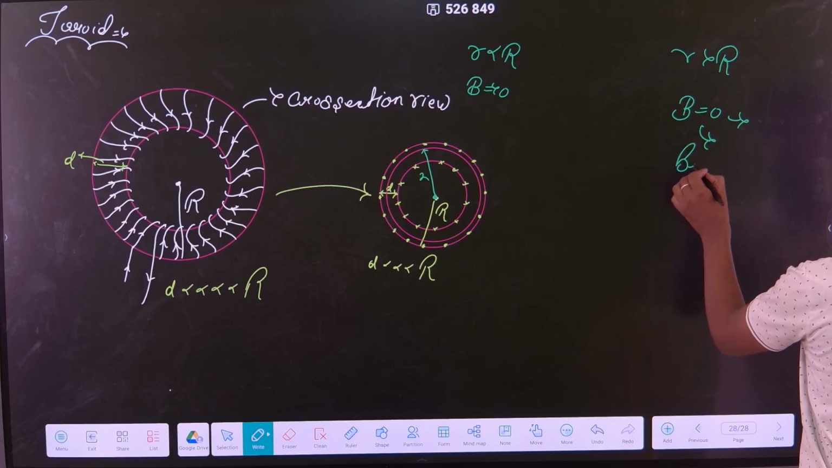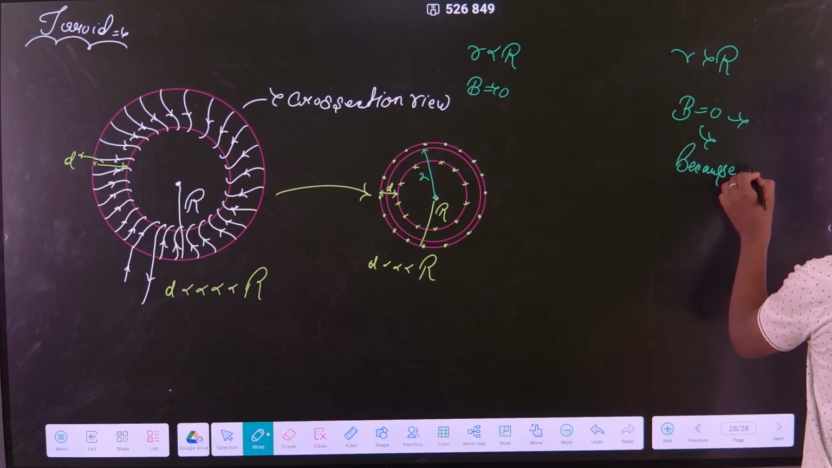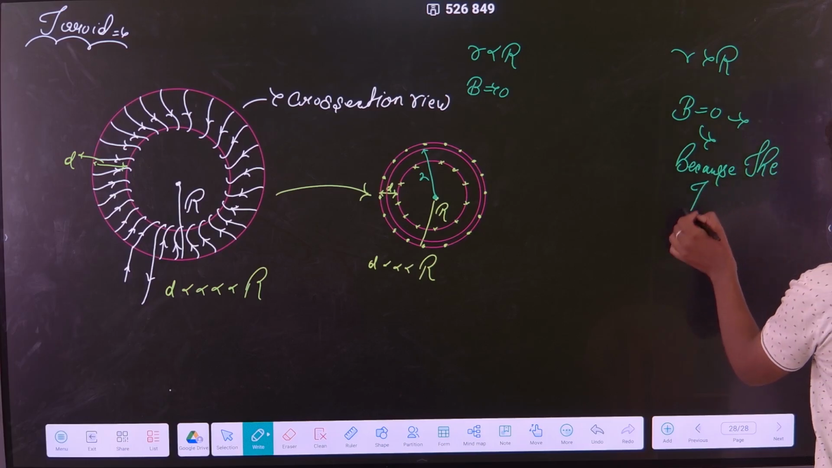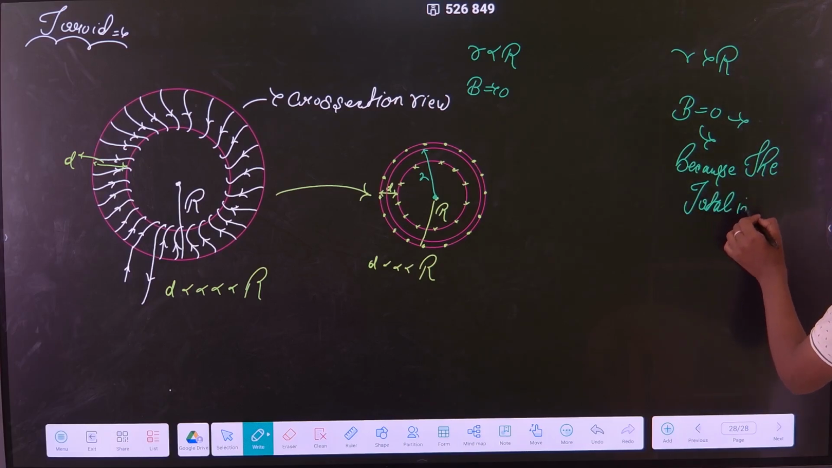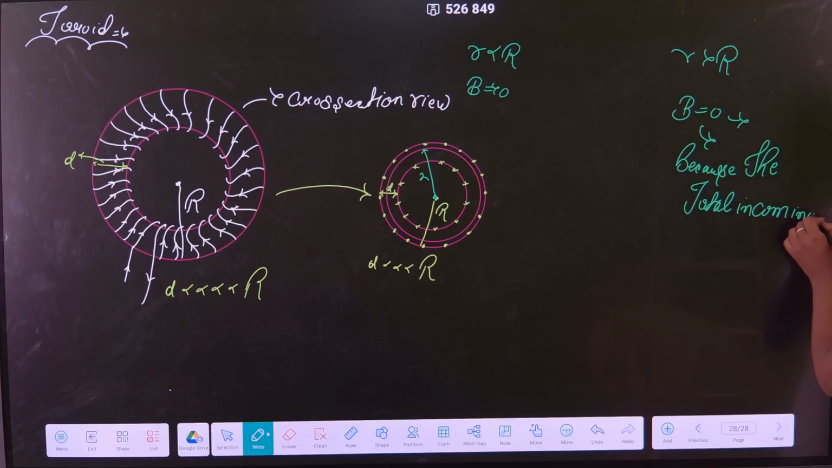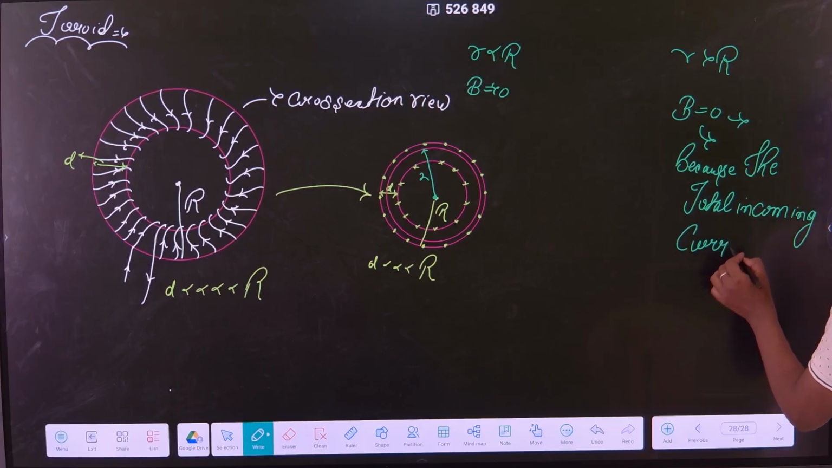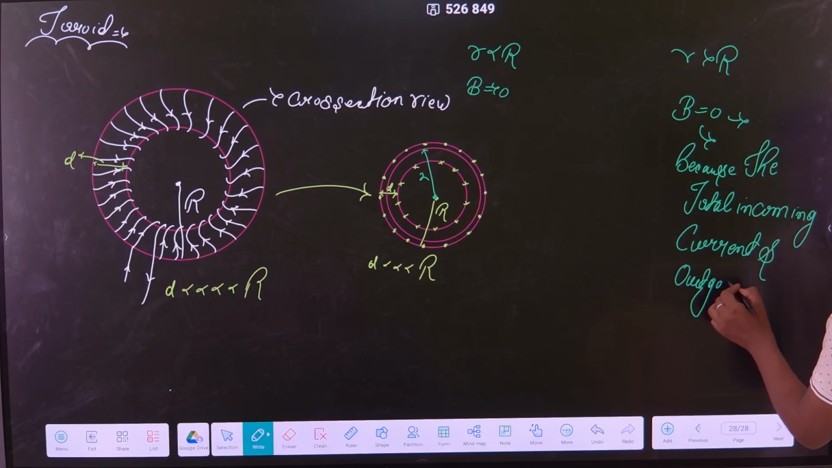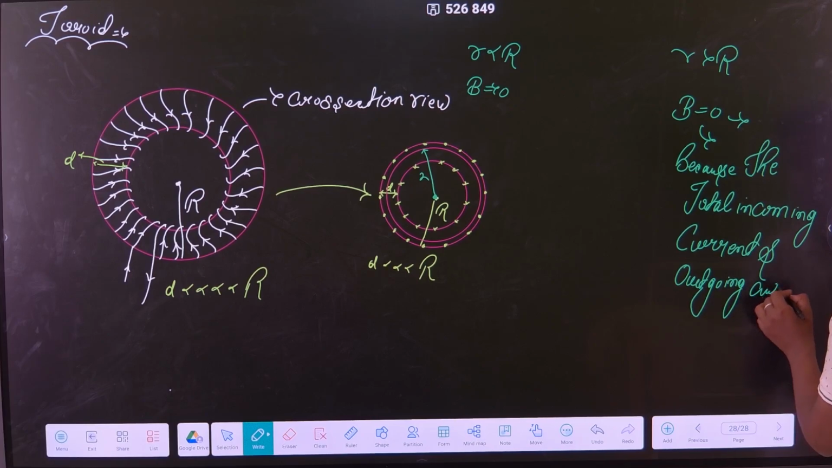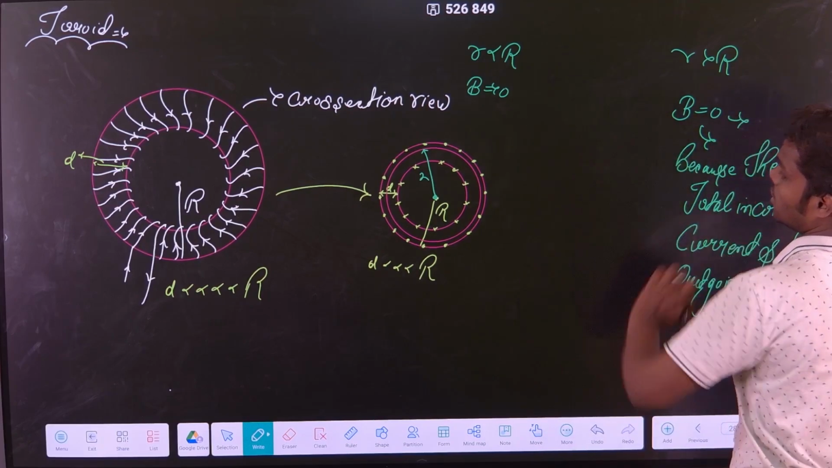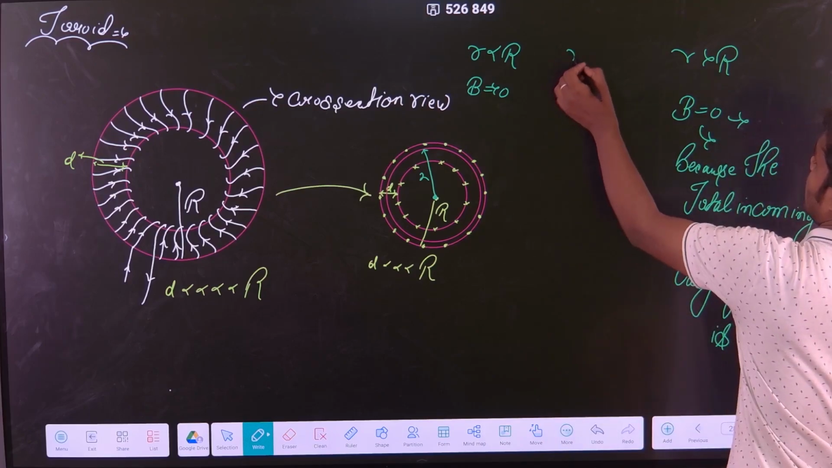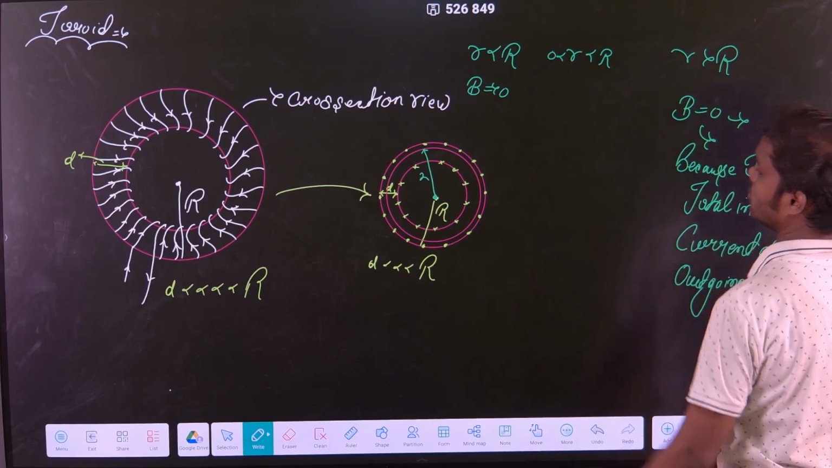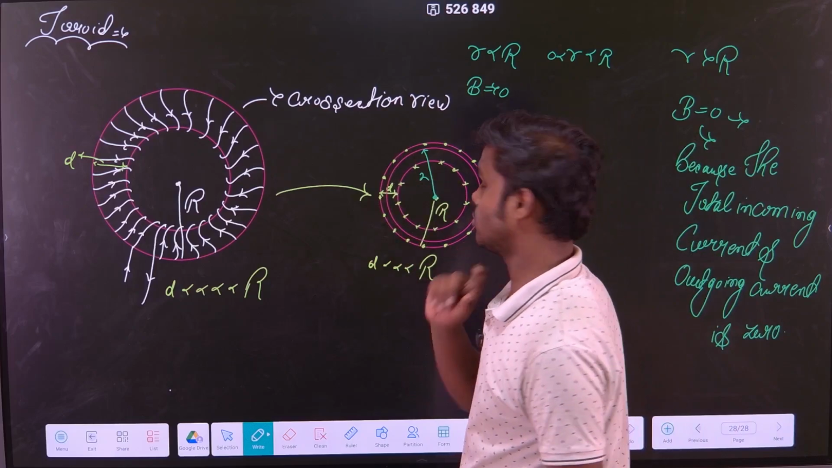Because the total incoming current and outgoing current is 0. Now we have to talk about at distance r, where r is less than capital R and greater than 0. Okay, in this case we have to talk about.